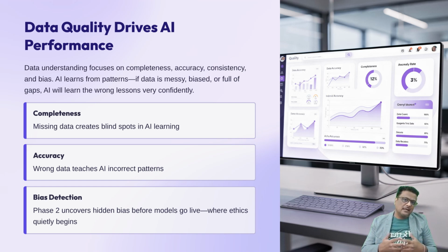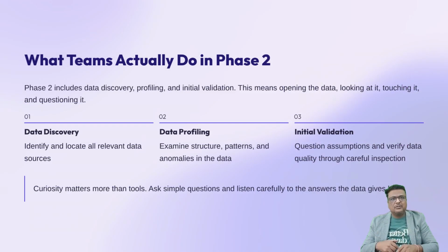I once saw an AI model that kept rejecting good loan applicants. The model wasn't bad, the data reflected old human bias. Phase 2 uncovered that problem early before the model ever went live. This phase is where ethics quietly begins, long before any model is trained. Now, let me show you what teams actually do in phase 2 without making it sound technical.